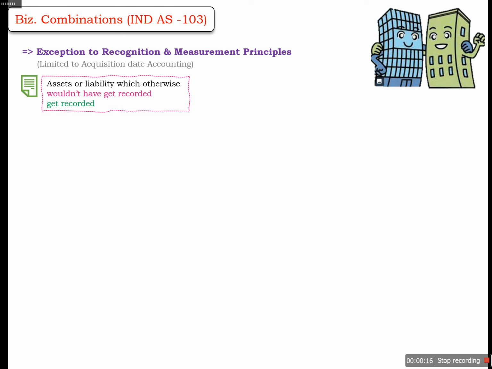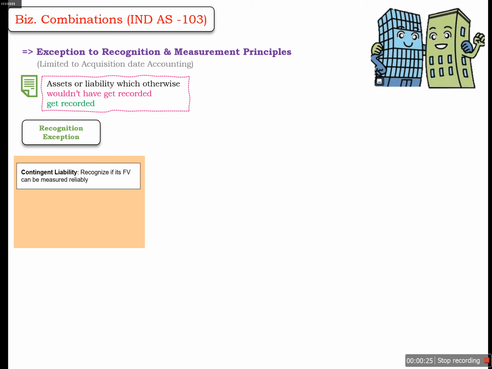One is where assets or liabilities get recorded that otherwise would not have been recorded, and it falls in the recognition exception. And there is only one case, of contingent liability, where we recognize a contingent liability in a business combination transaction if its fair value can be measured reliably. This is in opposition to Ind AS 37.